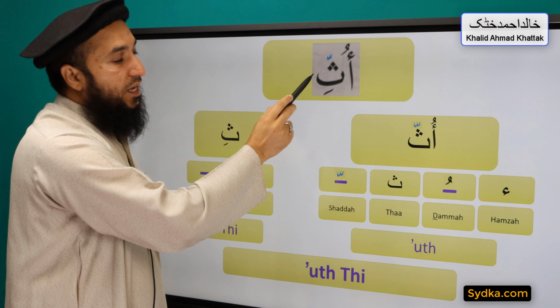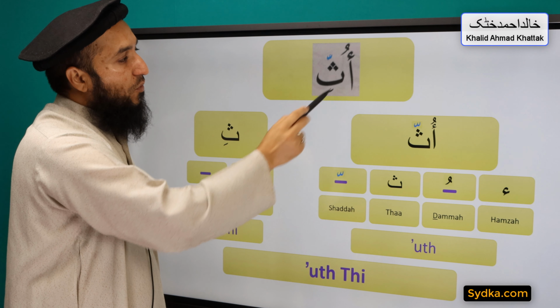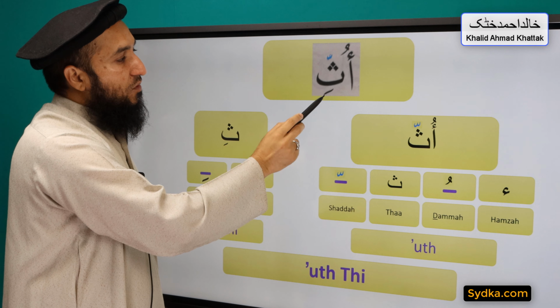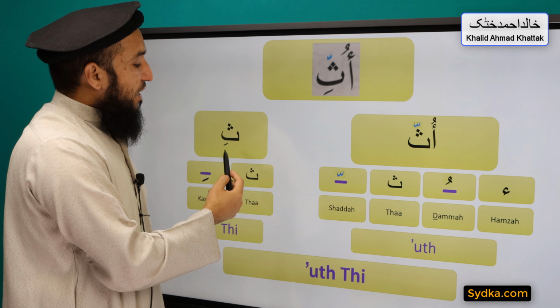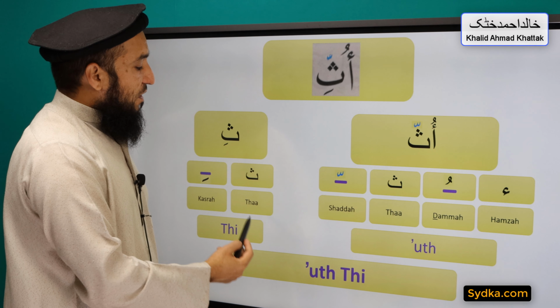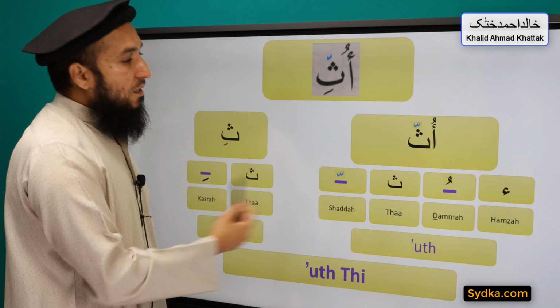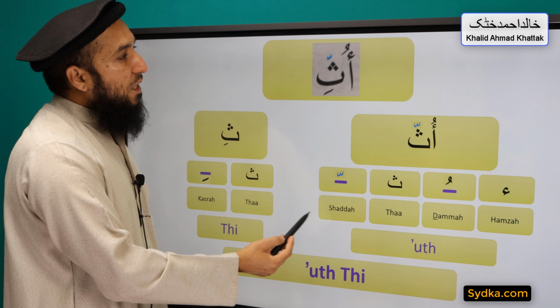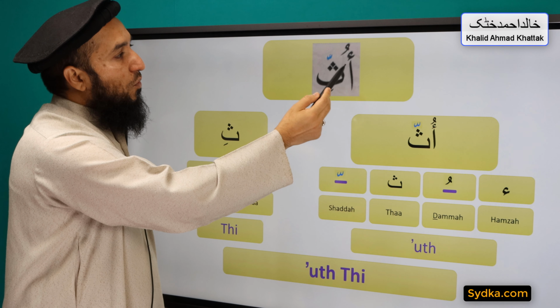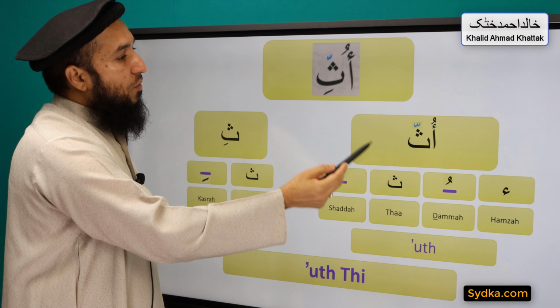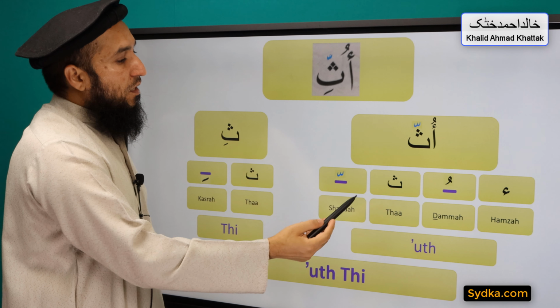Tha is a light letter, it has kasra underneath and it is prolonged for one count. Tha kasra thi. Combining both syllables together we have uthi, uthi, uthi.